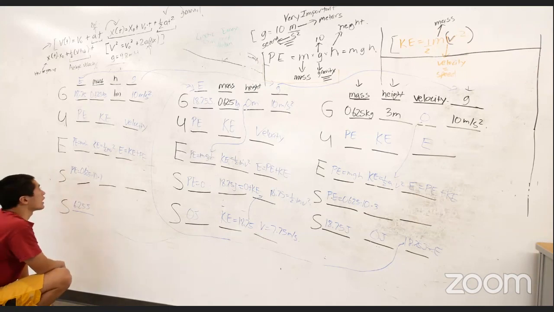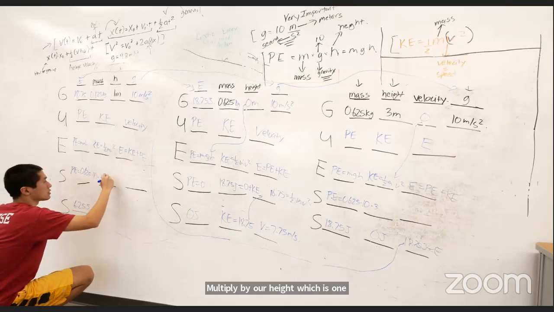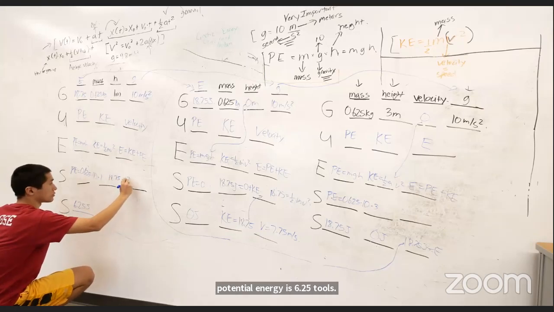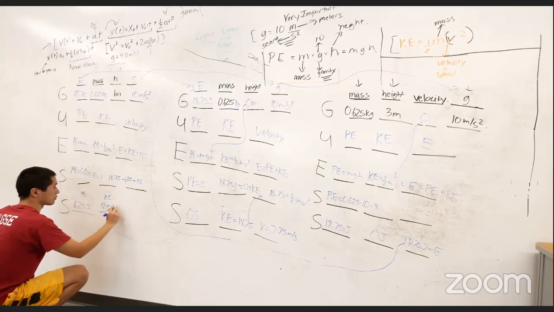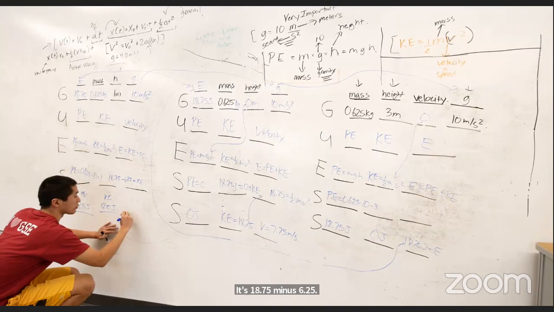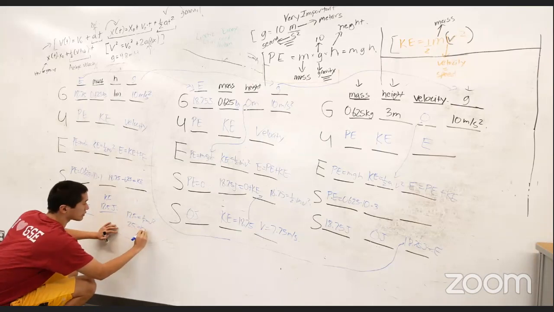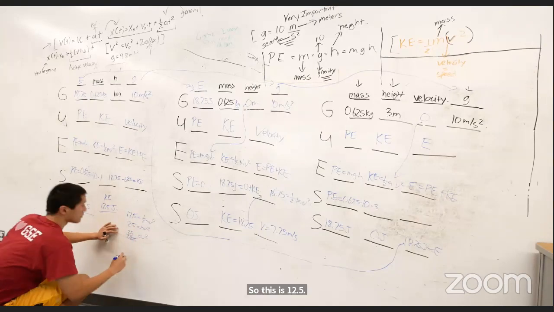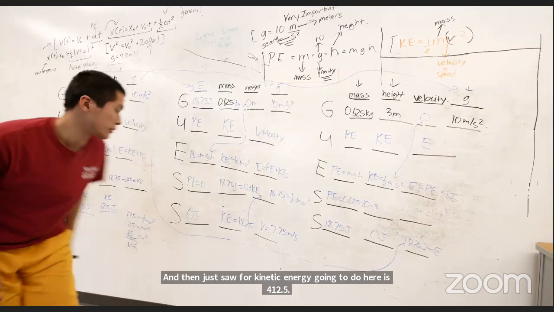So to figure out our kinetic energy, we are going to subtract our potential energy from our total energy. So 18.75 minus 6.25. So this is 12.5. And then to solve for velocity, we're going to do 12.5 is equal to 1/2 mv squared. 25 is equal to mv squared. 25 over 0.625 is v squared. And then if you do this, I think v is like 6.3.